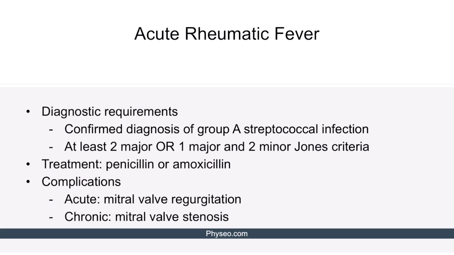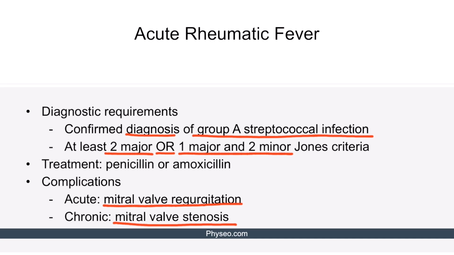pathologies. The diagnosis of acute rheumatic fever is a two-step process. Patients must first have a confirmed diagnosis of group A streptococcal infection, and they must exhibit at least 2 major criteria or 1 major criteria and 2 minor Jones criteria. Treatment for acute rheumatic fever is with either penicillin or amoxicillin. Notable complications include valvular disease, particularly mitral valve regurgitation in the acute period, and mitral valve stenosis in the chronic period.